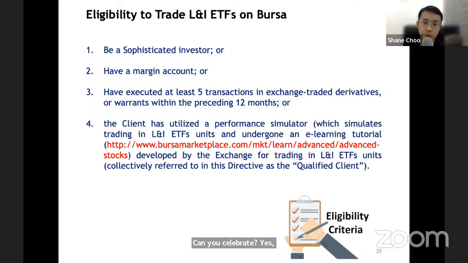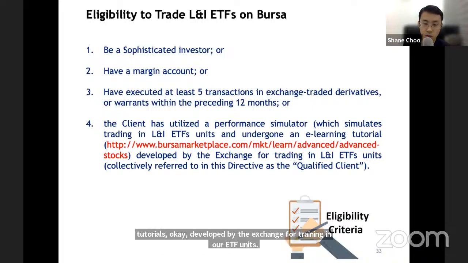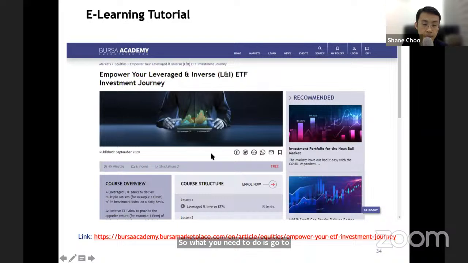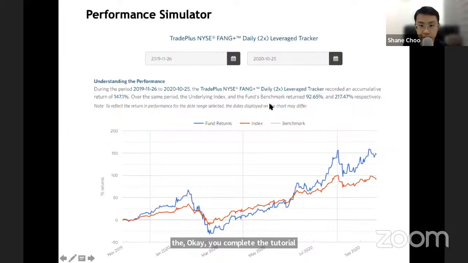You must utilize a performance simulator which simulates the trading in L&I ETF units and undergo e-learning tutorials developed by the exchange for trading in L&I ETF units. So what you need to do is go to bursamarketplace.com and find the e-learning tutorial. You complete the tutorial, you do this simulator. After that, you will have a digital certificate. Then you tell your broker that you have this digital certificate. Then they will unlock the feature for you to trade L&I ETF. So this is the fourth criteria.